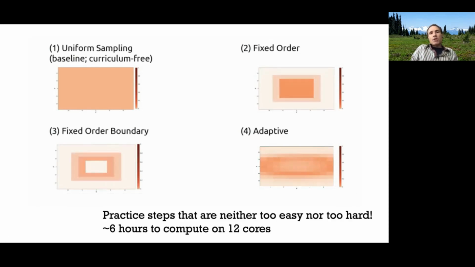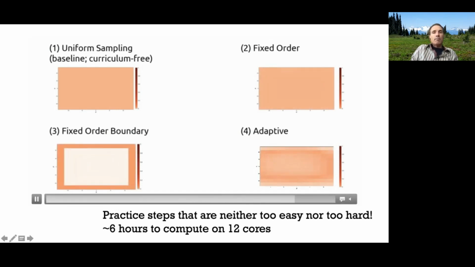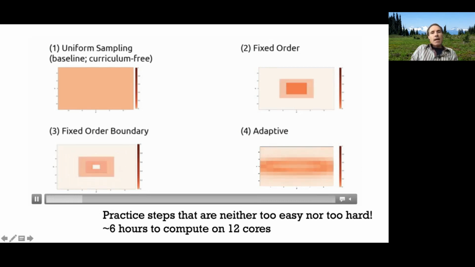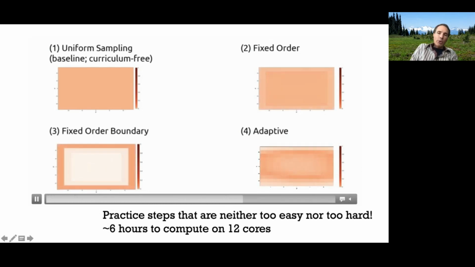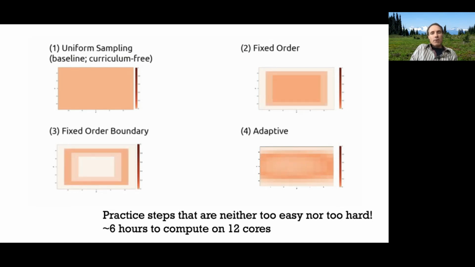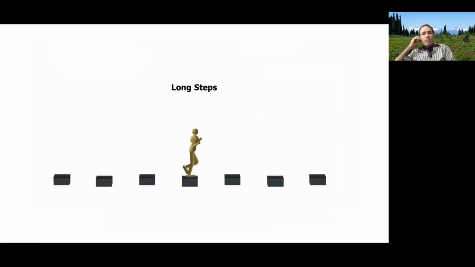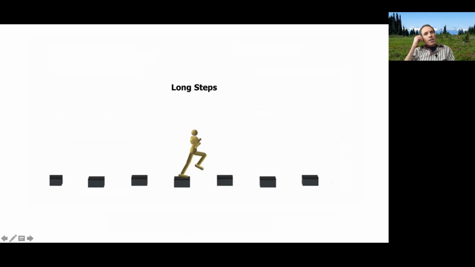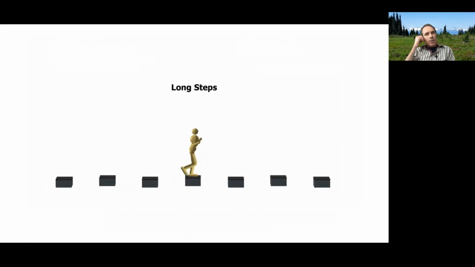And so it turns out that curricula 2, 3, and 4 all work fairly well, and that's really what you want to do to learn a rich variety of steps. So this takes about 6 hours to compute once you have it all appropriately tuned on, let's say, a 12-core machine. And so this is crossing really large steps, walking up steep steps.